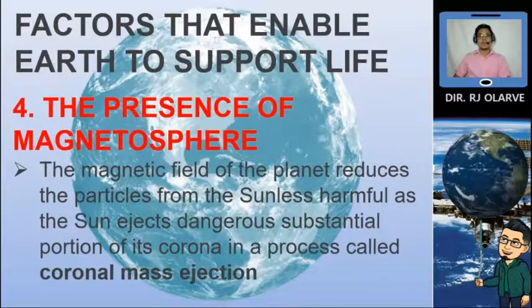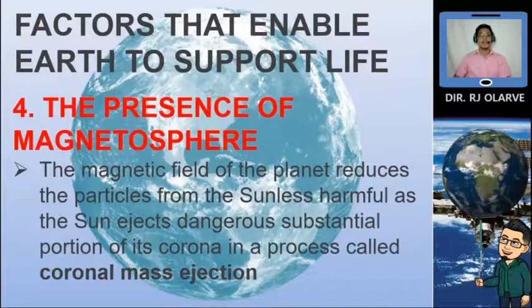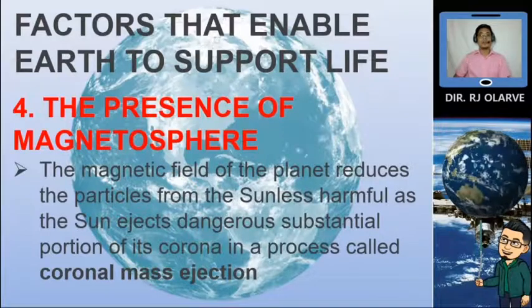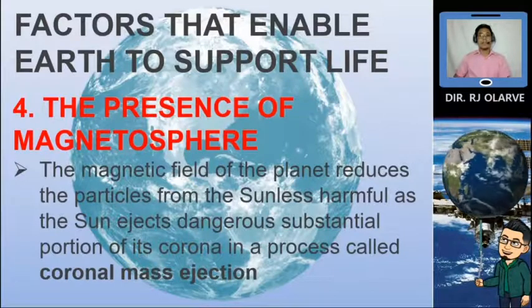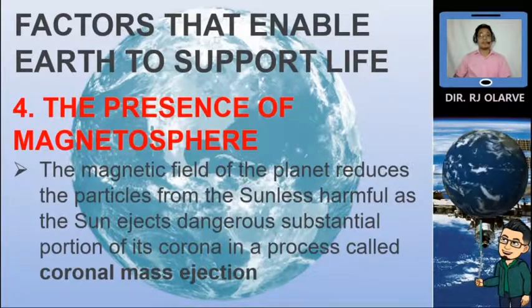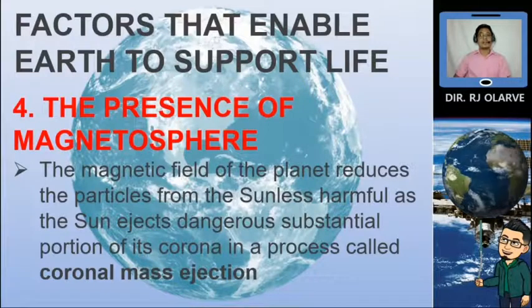Kasi itong si sun, mag-eject yun ng mga harmful substances, and ang gagawin ni magnetosphere, i-reduce na yung mga particles na yun para na sa ganun is malessen yung pagtama nito sa planet Earth. And that's the importance of the magnetosphere.